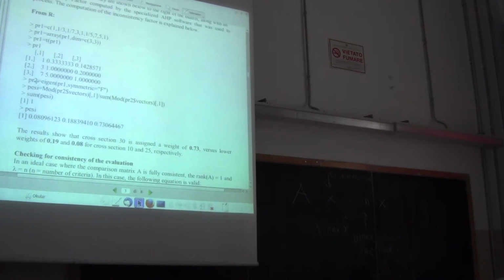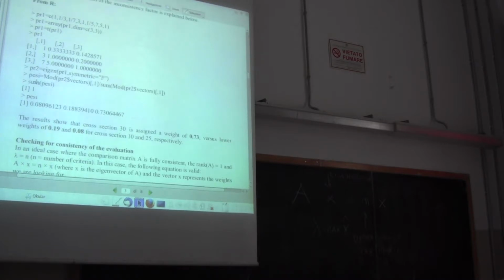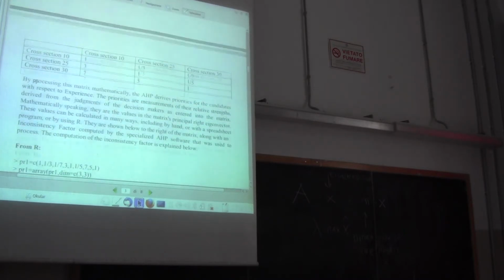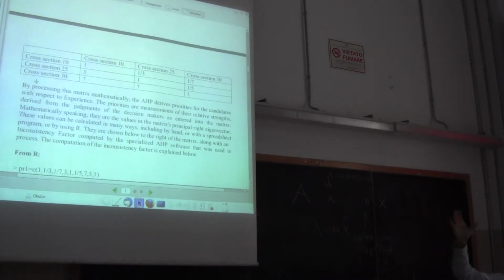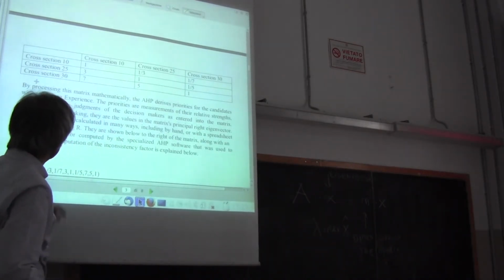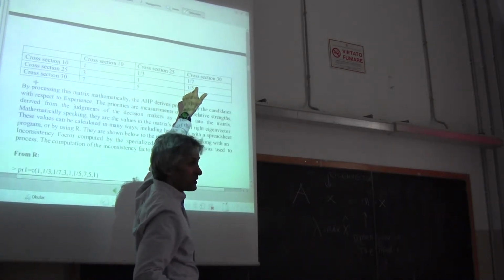Okay. So basically what we saw now is that the outcome is consistent with our perception, which proves the validity of the method. But now let me introduce a discussion. What if my evaluation is not consistent? What if, in putting together this matrix, I change, for instance, this value of 7 to 5, which means that I should also change to 1/5 this evaluation.